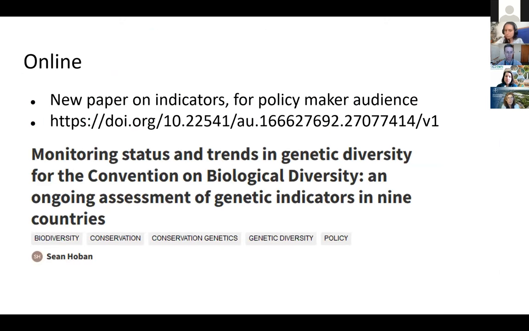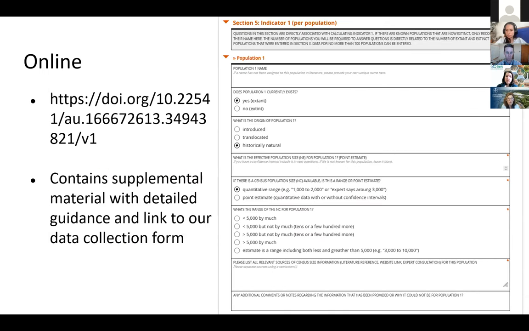I would like to highlight a couple of new preprints that are not yet published but are available online. They give more information on what we have discussed here, how we are doing the assessment in 9 countries right now. And we are also interested if more countries want to join us and try these indicators in your nations. Please contact us and become part of our team. You can also see the COBO form that we have talked about here. It's accessible, so you can have a look at it and see how it can be used in your country.